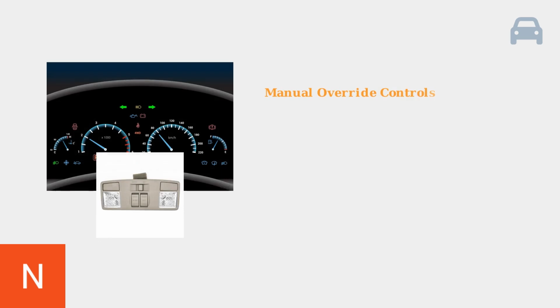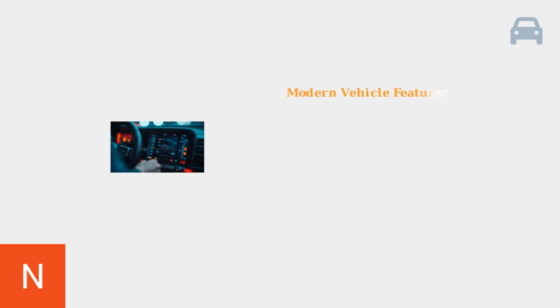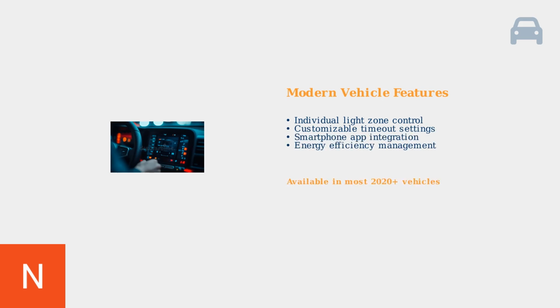Most vehicles have manual override switches located on the dashboard or overhead console. These switches typically have three positions: on for lights always on, off for lights always off, and door for automatic operation. Modern vehicles from 2023 to 2025 feature advanced interior lighting control through infotainment systems. These allow granular control over individual light zones and customizable timeout settings.